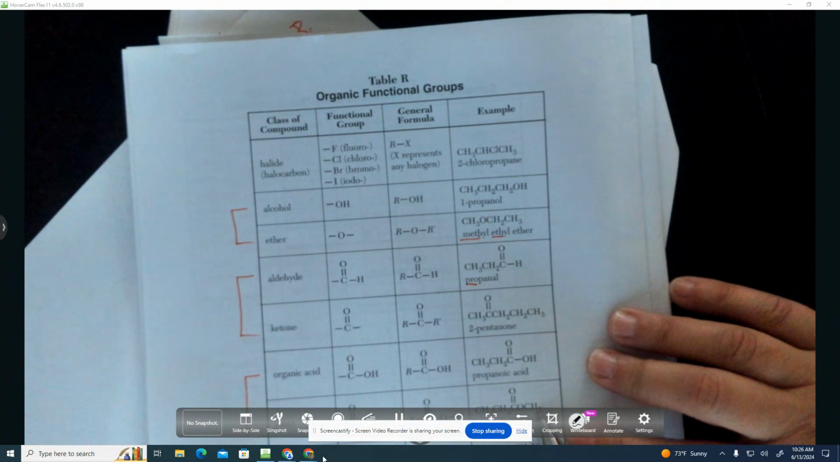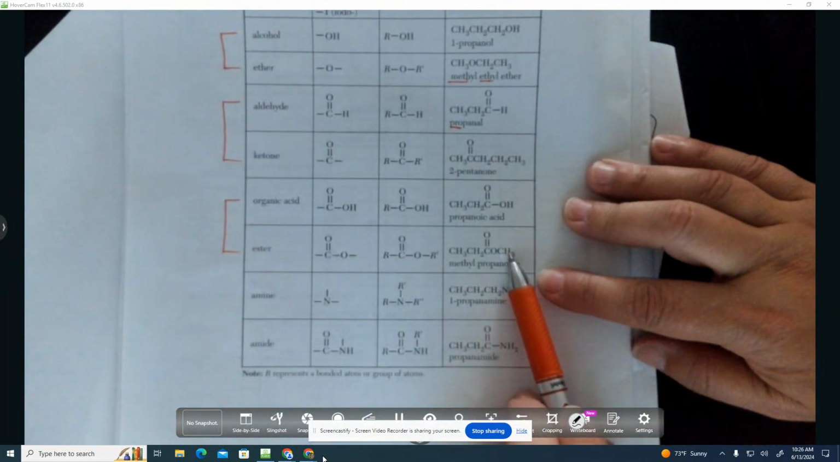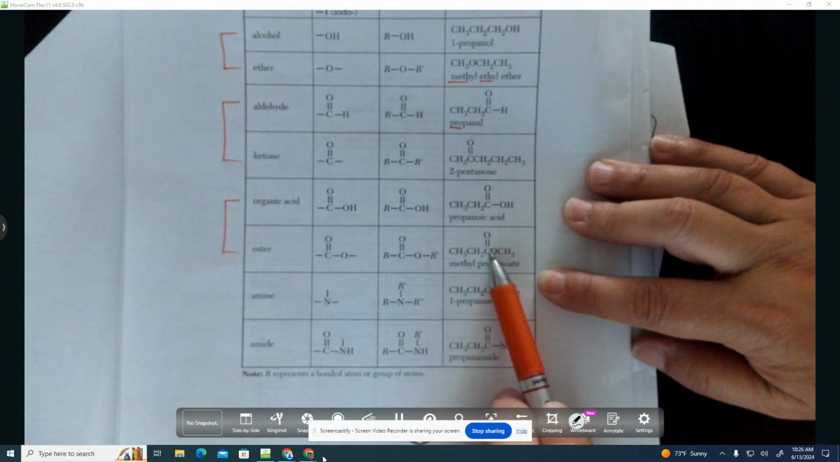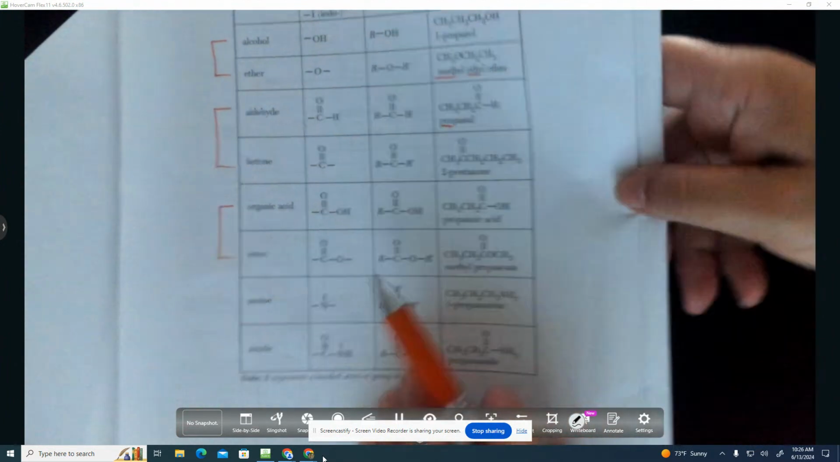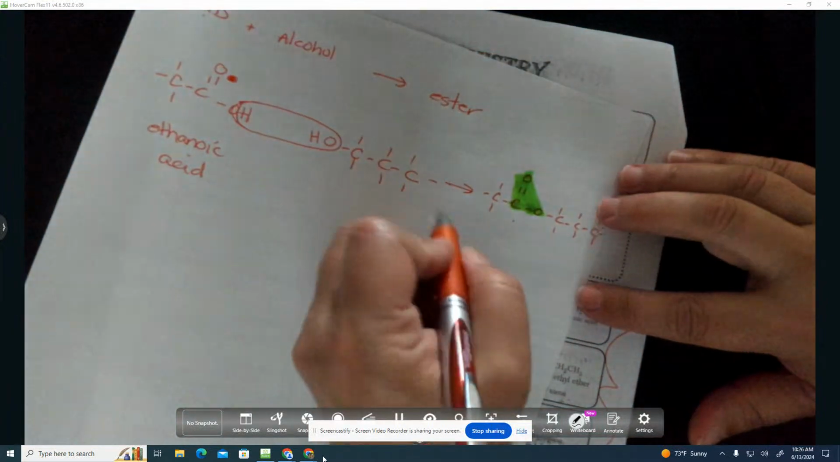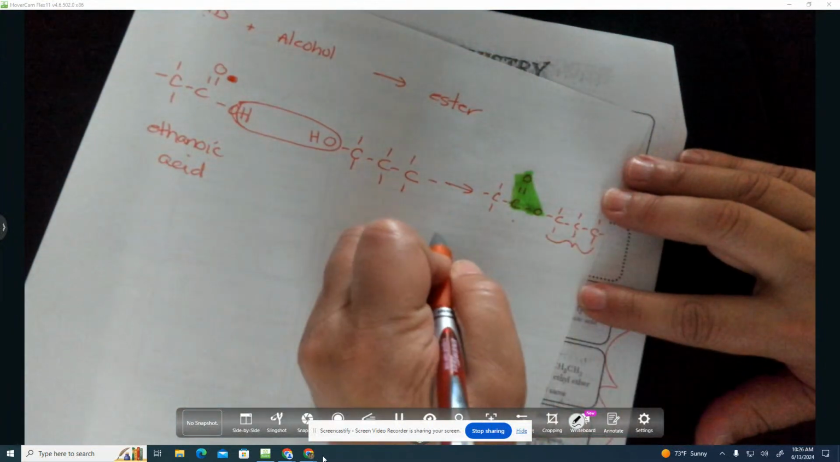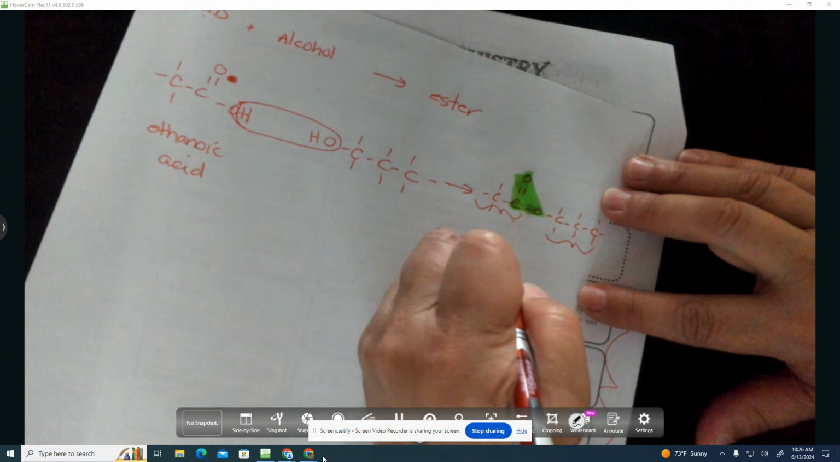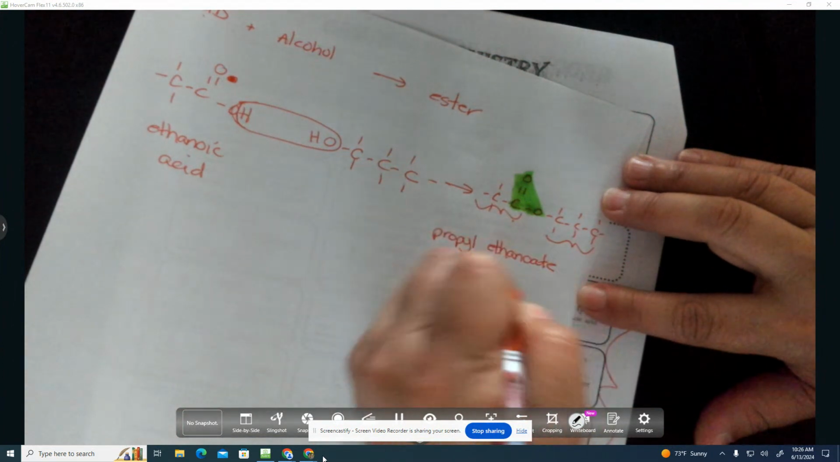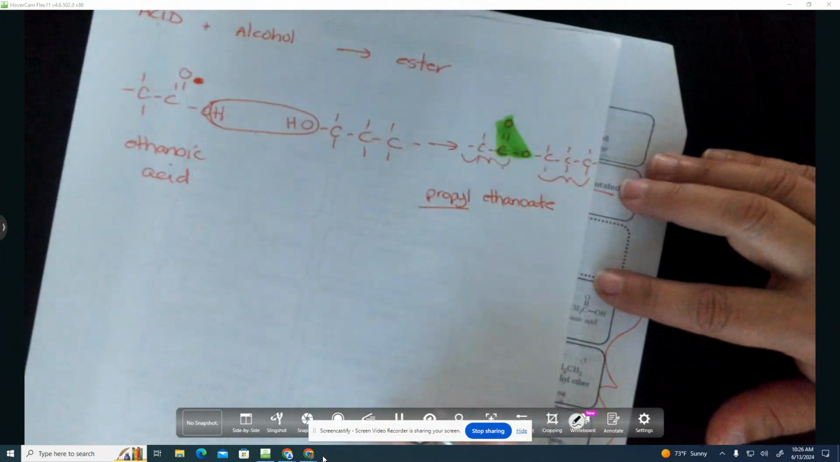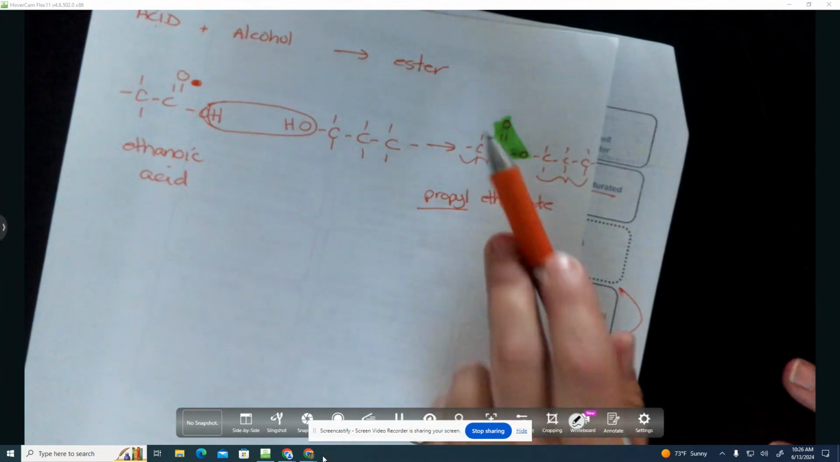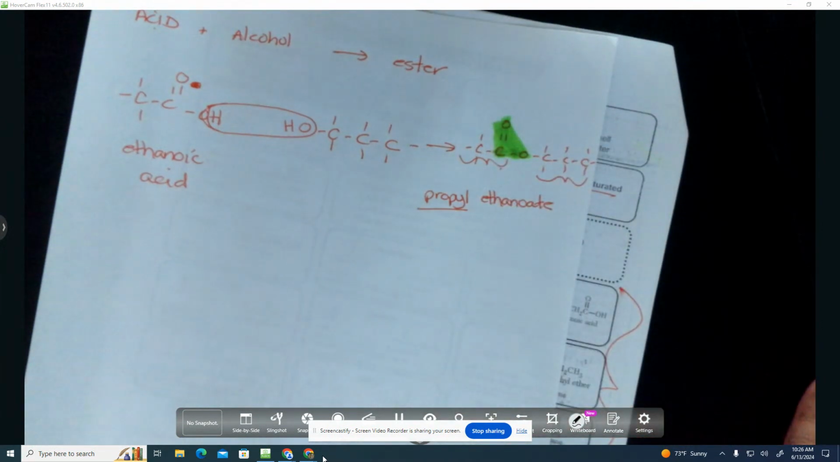Methyl, the right side is your alcohol. The right side is your alcohol. Methyl, and then prop for the left side, propanoate. Methyl propanoate. This side is going to be propyl, and then I got 2 here, ethanoate. Propyl came from the alcohol, eth came from the acid. The right side of your ester is your alcohol side. The left side is your acid side.